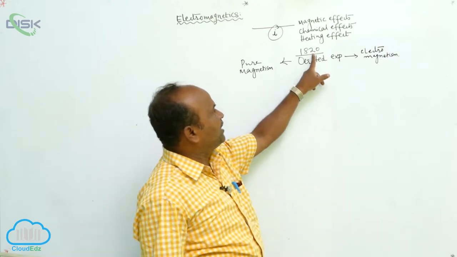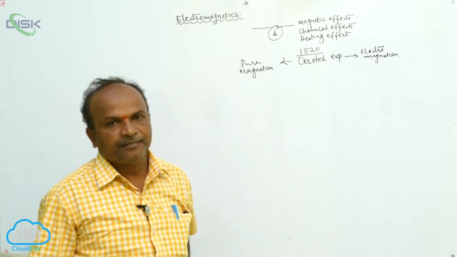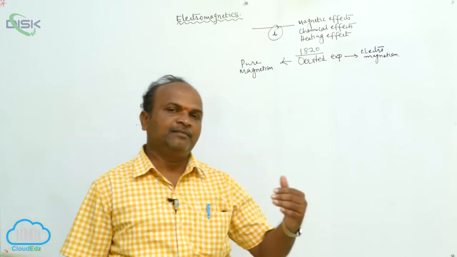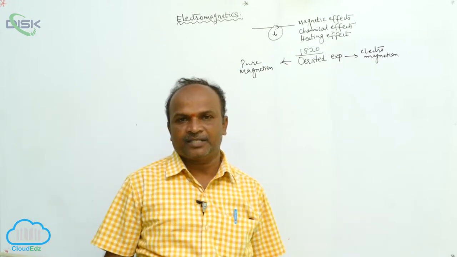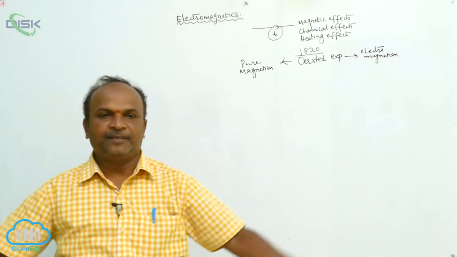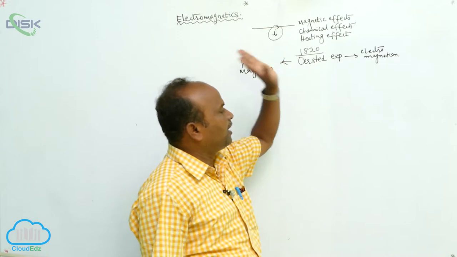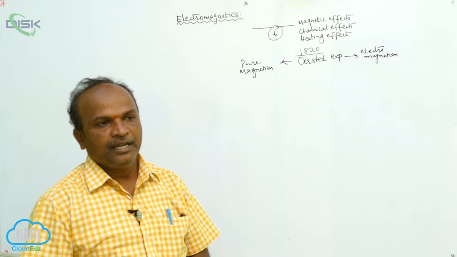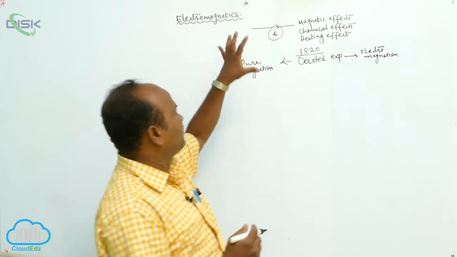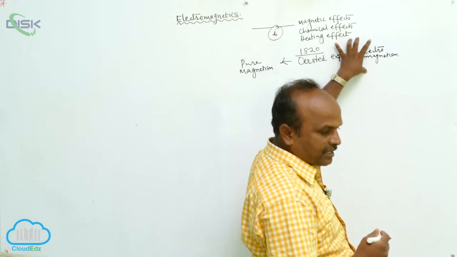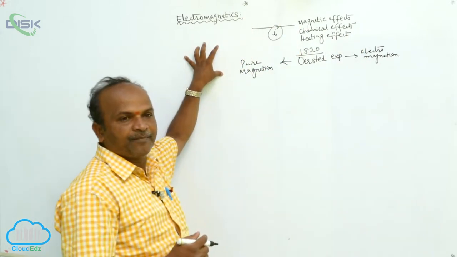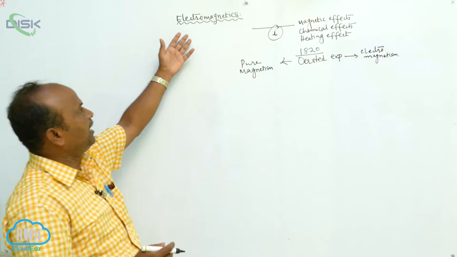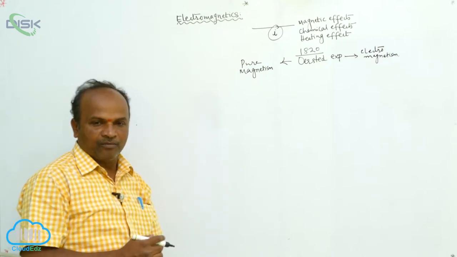Before 1820, or before the Oersted experiment, electricity was treated as a separate chapter, and magnetism was also treated as a separate chapter. Two separate independent chapters. But after the Oersted experiment, they became interdependent studies. Therefore, magnetism is related to electricity and electricity is related to magnetism. The combined effect of electricity and magnetism is electromagnetism or electromagnetics.